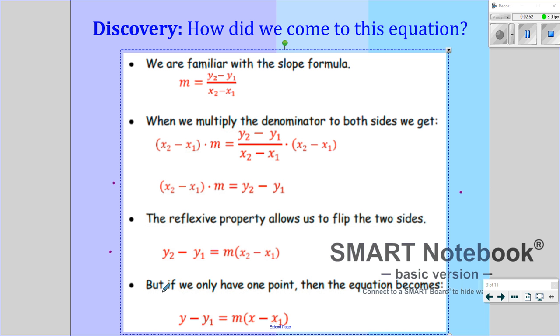Now it says, but if we only have one point, then the equation becomes y minus y1 equals m times x minus x1. Because we're basing it off of one point, the slope and the one point, we don't need the second point, which is x2, y2. We're just using x1, y1. That's why we turn the y2 to y and the x2 to x. And that's how we get our point-slope formula or equation.